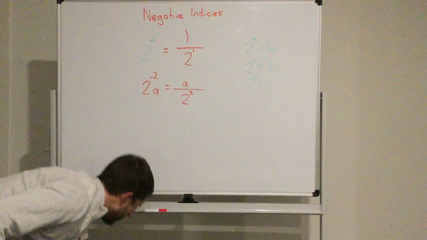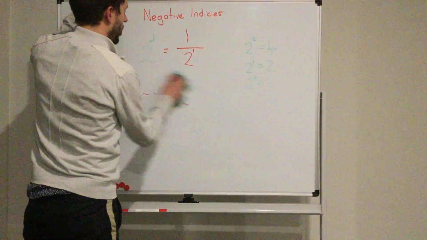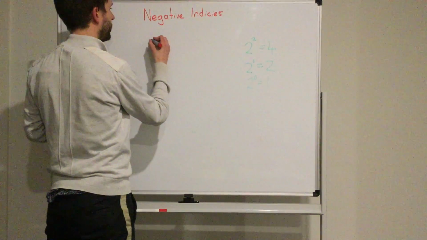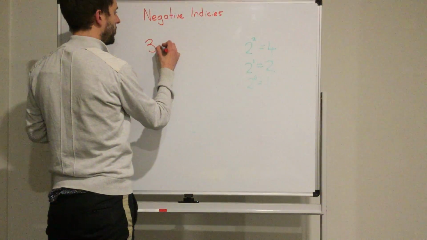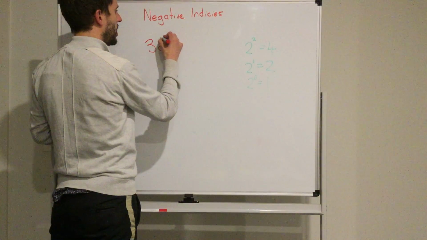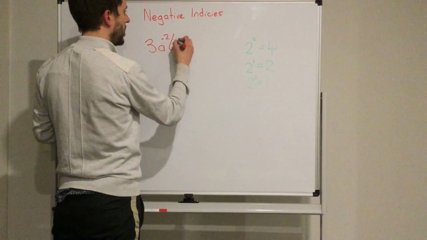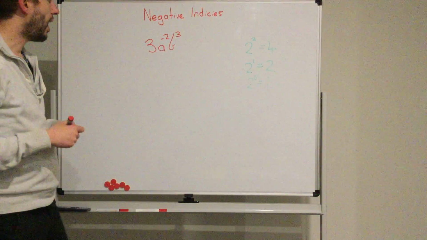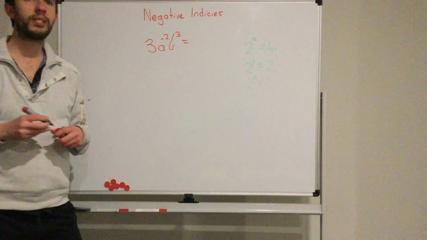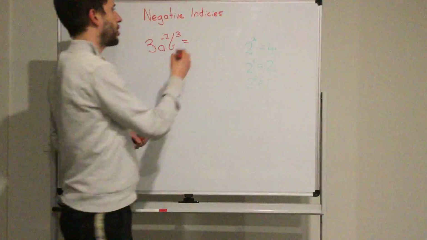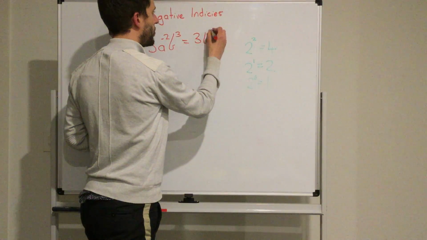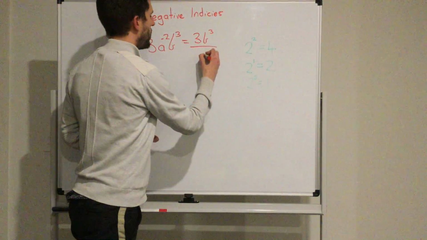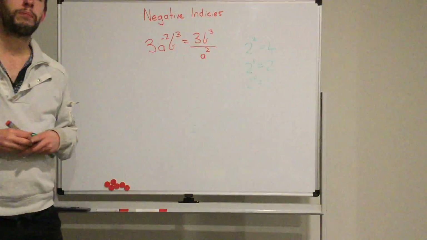So for example, if I've got this question here, 3a negative 2b cubed. I look at what is a positive already. 3 and b are cubed, so 3 and b cubed will stay up the top. What is negative will be flipped to being positive underneath, a squared.